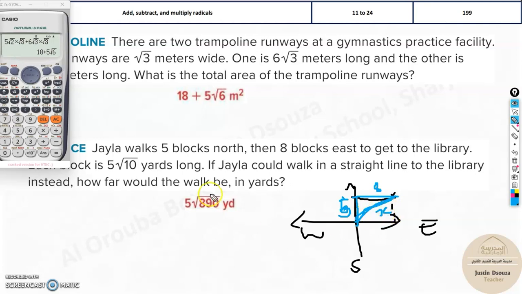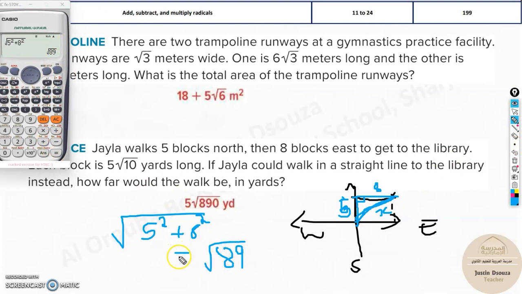What is this x? You can find that by finding the square root of the squares of the other two sides. Since this is 90 degrees, this will be the hypotenuse. Whenever you get direction problems, north, south, east, west and stuff, it'll be root of 5 squared plus 8 squared. Just put it in the calculator. You need to write this, and then 5 squared is 25 plus 64. Sorry, 8 squared is 64. You will get square root of 89. Okay, square root 89 is the answer.